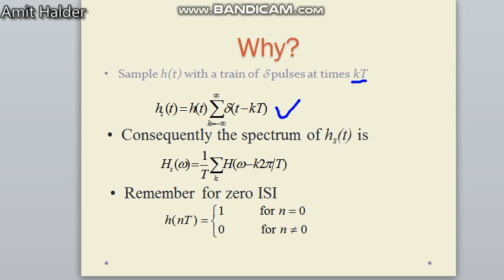When you make the impulse at kT times, you can write the equation like that. H is the masking, the filtering equation. So consequently, the spectrum Hs(f) is like that. Just convert the time domain to the frequency domain. So that is the Fourier analysis. And remember, if you want to attain zero ISI, you have to have the unity impulse function.